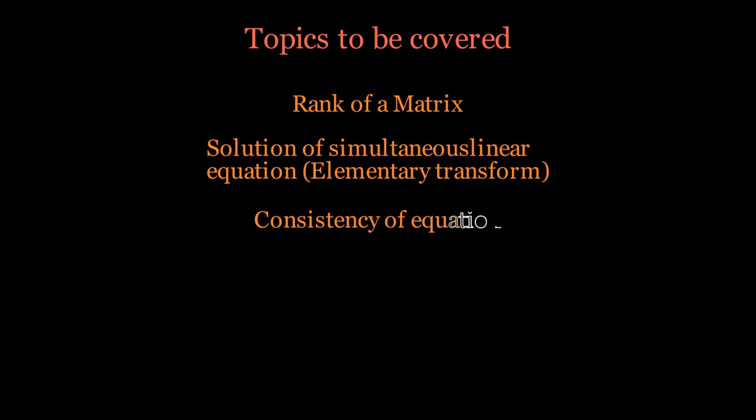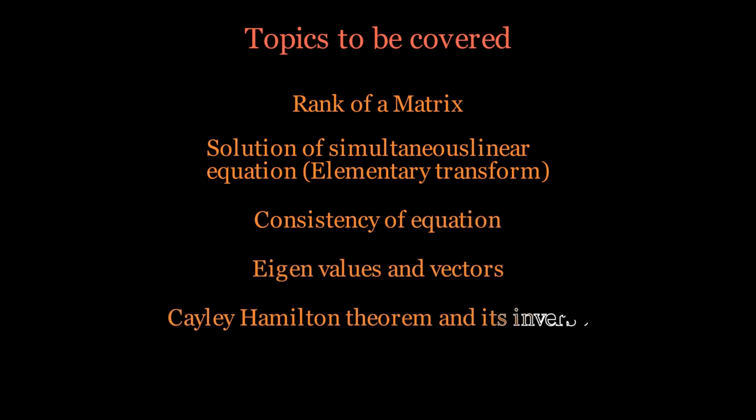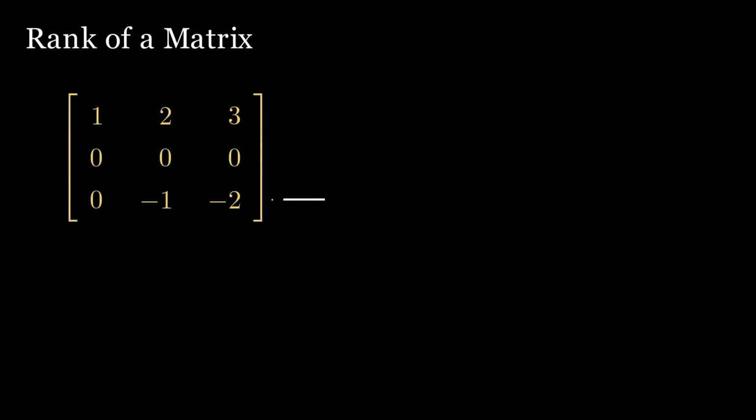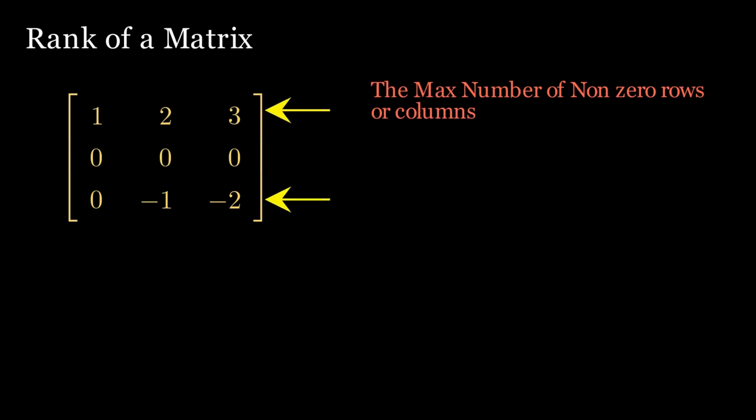Here are the topics which we are going to be covering in this and upcoming videos. First, let's talk about rank of a matrix. What does it even mean? To put it simply, by definition, it is the maximum number of linearly independent columns or rows present in a matrix. Independent, what do we even mean by that?